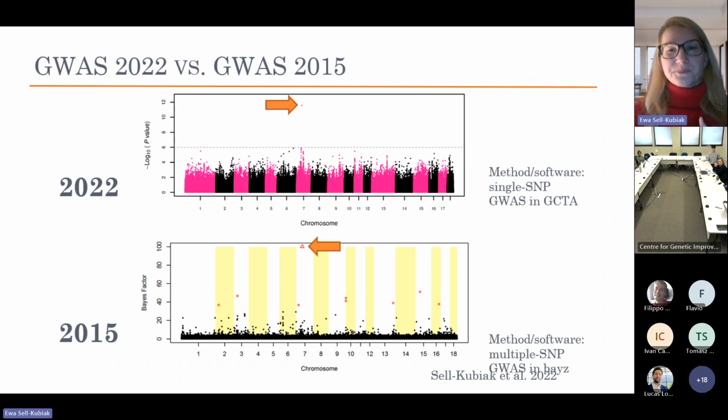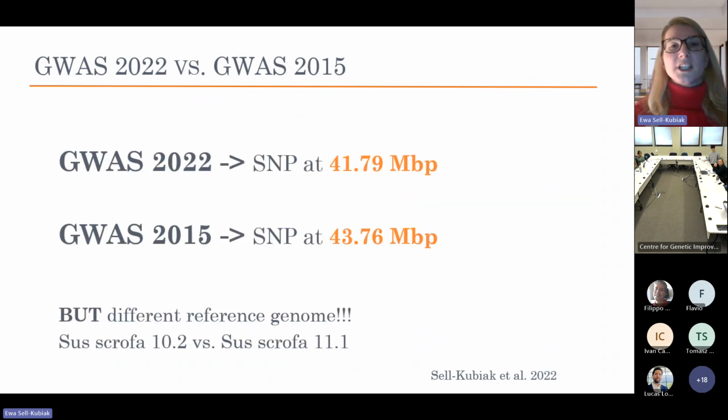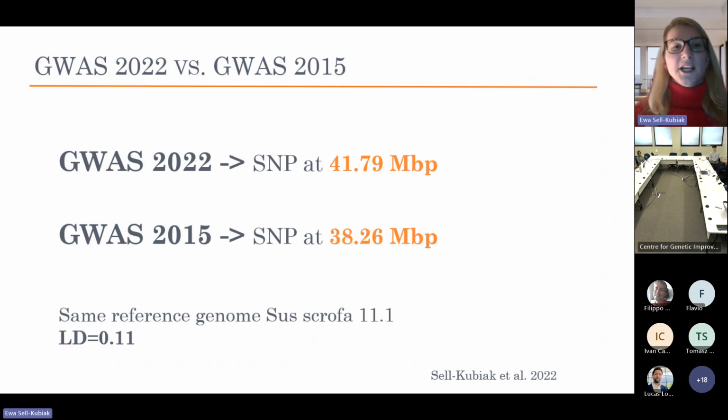And of course, my question was whether the 2 SNPs are the same, because only one SNP was significant, different methods were used, but way more genome coverage was available and so on. But unfortunately, those were not exactly the same SNPs. With my co-authors, we decided to check whether the issue was with the reference genome, because there was a new version in the meantime. The location of the SNP from 2015 changed a bit in the new reference genome, but even went further away from the new SNP. But the LD between them was quite significant, at 0.11.